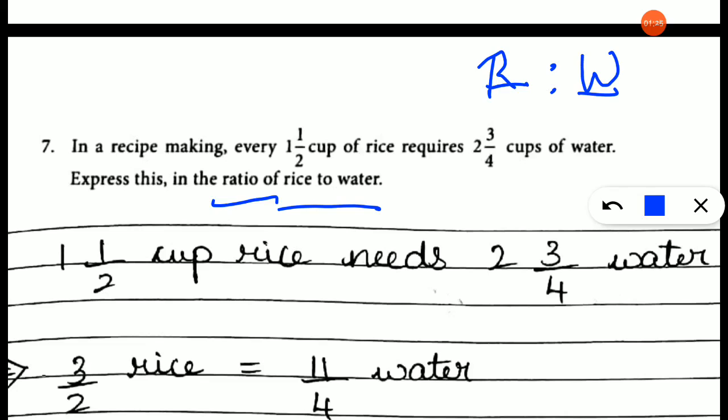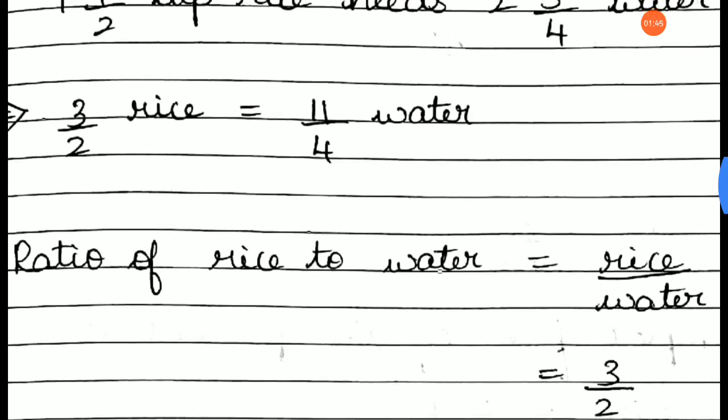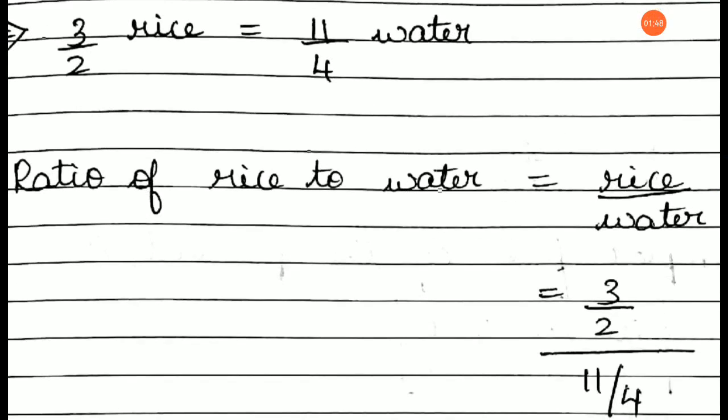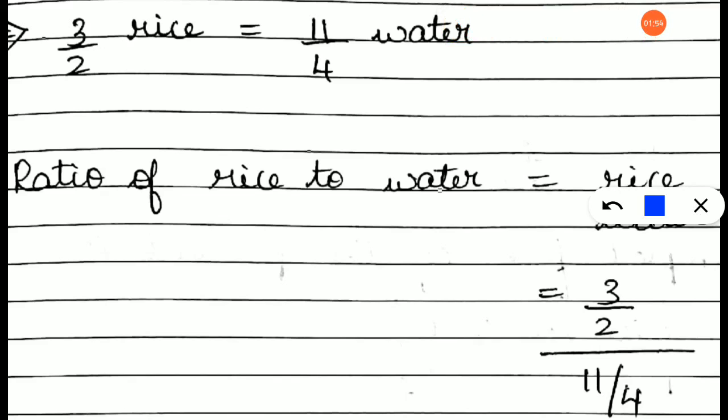We are going to express it in the form of ratio of rice to water. Okay, so what should we do now? So we are going to equate this 3/2 and 11/4. Shall we see how to solve that? Now, ratio of rice to water, that is rice by water. Okay, you are going to solve in the ratio format. Then the value for rice they have given is 3/2 and the value for water is 11/4. When you take this 11/4 to the denominator, what will happen? So 3/2 will be there, and when this 11/4 goes down, it will be a reciprocal. So it will be into 4/11.